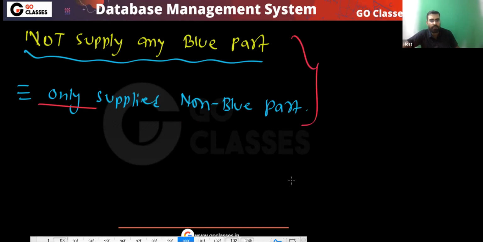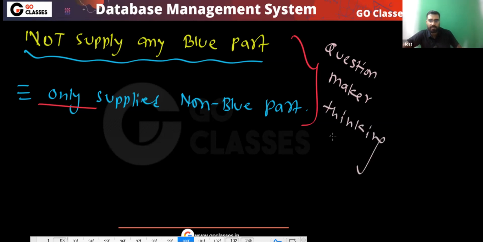This may be the thinking of many people. Agree or not? Not supplying any blue part simply means you only supplied non-blue parts. So maybe this was the thinking of the question maker. Is this clear? Anyway, from the options, option C is the best.